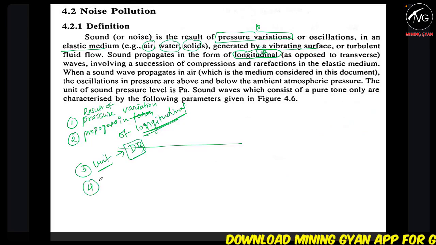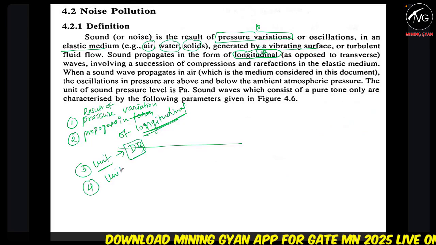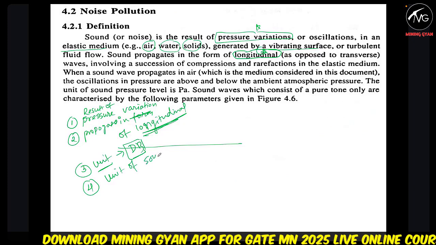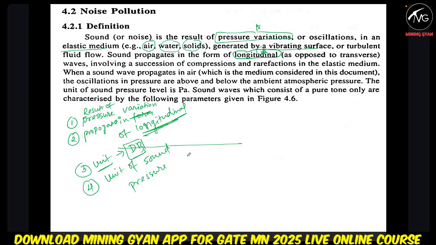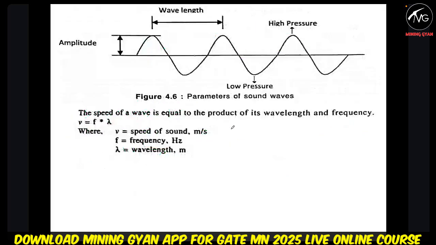And fourth point is the unit of sound pressure level is Pascal. प्रेशर की तो पास्कल ही है. So this is the chart.